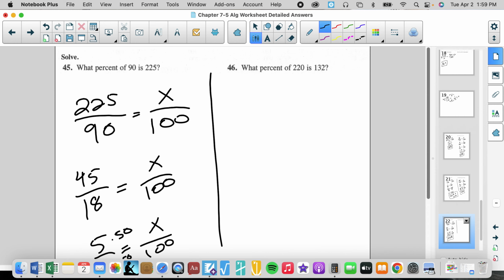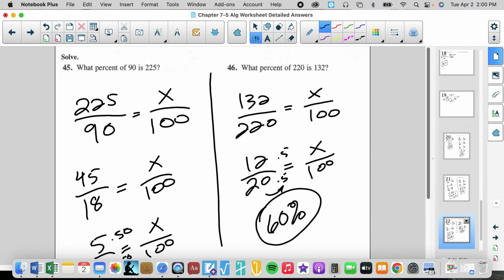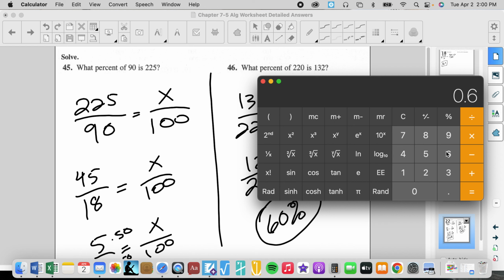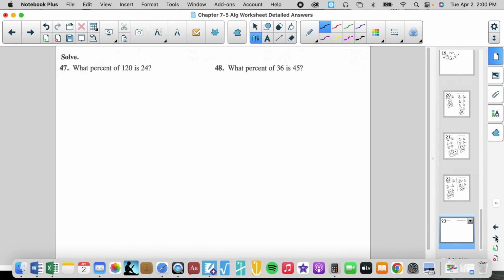But what percent of is over of equals percent over 100. I know 11 goes into both of those. 11 goes in 12 times. 11 goes in 20. Equals x over 100. So now I'm going to multiply by 5 times 5, 60%. And here, how do we check? Well, let's take 60% of 220. So 60% is 0.6 times 220. Does it equal 132? It does. So that's how we can check our answer if we want to use a calculator.